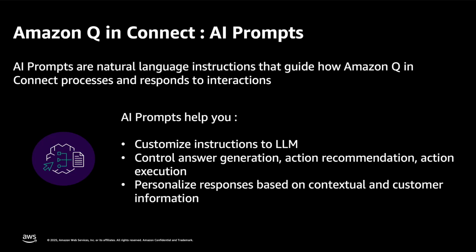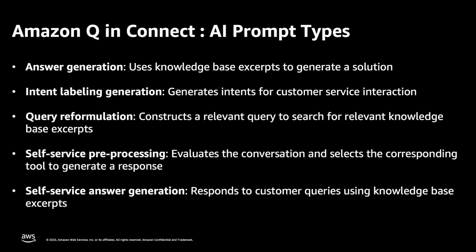Now, let's take a look at AI prompt types. With AI prompts, you can fine tune the tone, language, and decision making process for various Amazon Q tasks, such as answer generation, that generates a solution to a query by making use of knowledge base. The query is generated using the query reformulation AI prompt. Intent labeling, that generates intents for the customer service interaction. For example, these intents are displayed in Amazon Q Connect widget in the agent workspace so agents can select them.